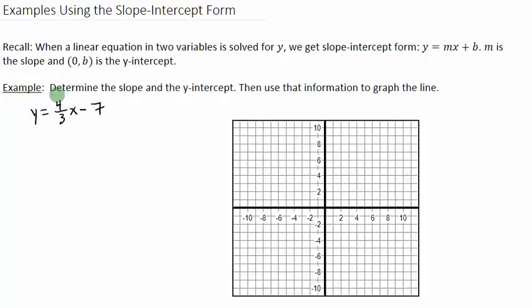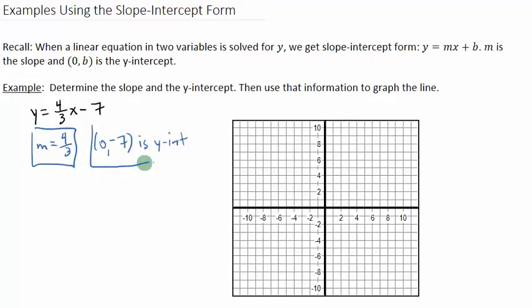Okay, so I have this linear equation in two variables that's already solved for y. So we know that the slope is what's multiplied by x, so that's the 4/3. And we know that the ordered pair (0, -7), because our b value is -7, is the y-intercept. So we know our slope and we know our y-intercept. So now we have to use that information to graph the line. It says determine the slope and y-intercept. We've done that. Then use that information to graph the line.